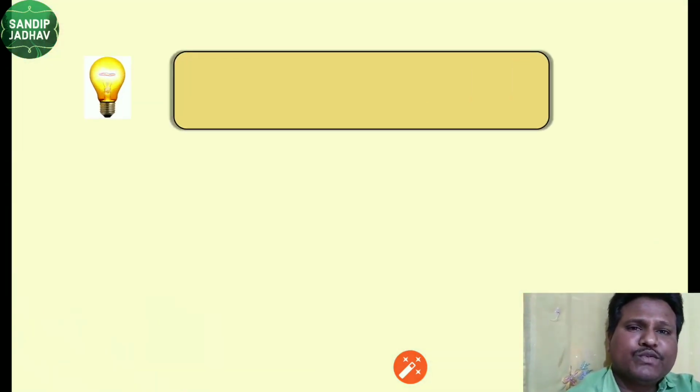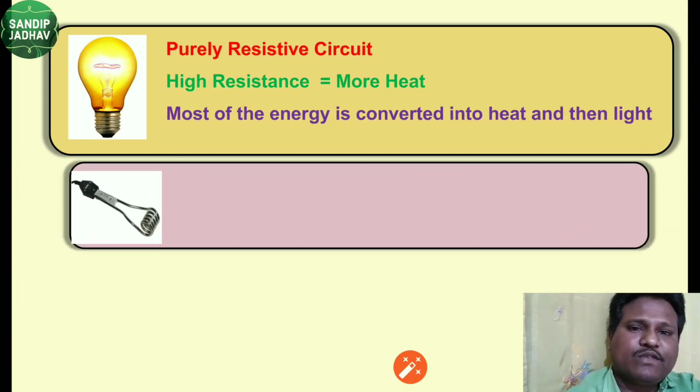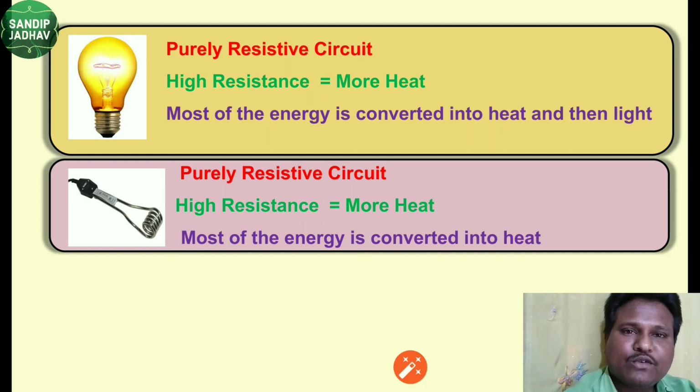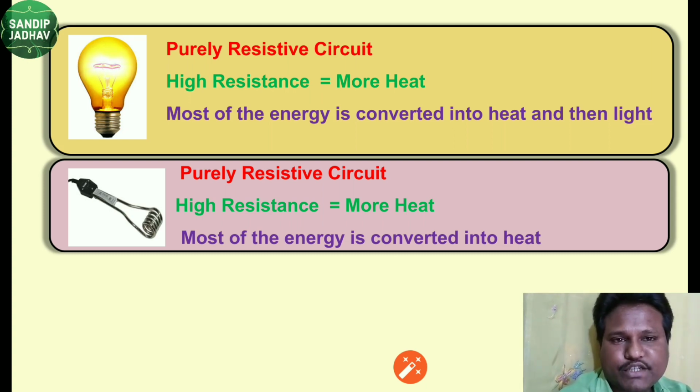Moving further, let's see the examples. We have 3 examples here. One is an electric bulb, another one is an electric heater. If you observe these two appliances, in an electric bulb the circuit is purely resistive, that means it will oppose the flow of current heavily, so high resistance will create a large amount of heat, and most of the energy is converted into heat. If it becomes hot, then it will glow, so some of the energy will be converted into light. And in case of an electric heater, most of the energy is converted into heat, so again it is a purely resistive circuit, high amount of resistance is created there and a large amount of heat is generated.